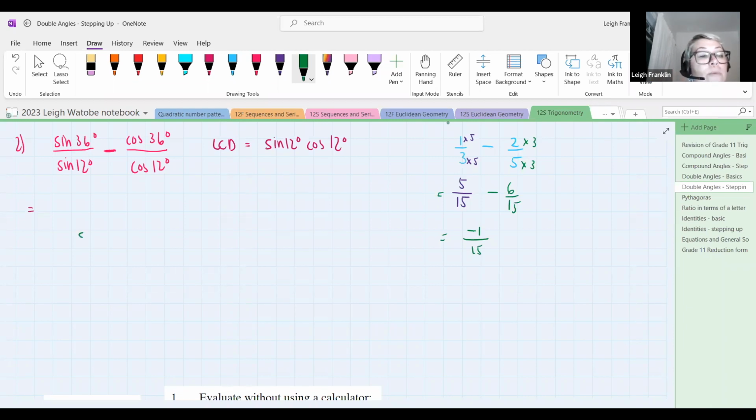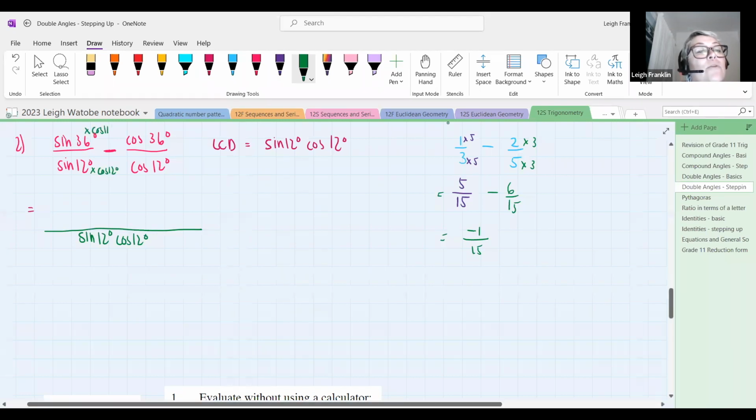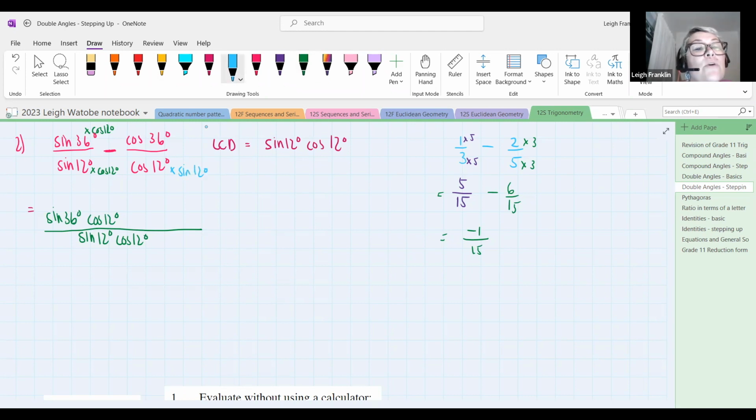So my lowest common denominator, as Tegofatso said, is sine 12 cos 12. So that means that I need to multiply this by cos 12. So I must multiply the top by cos 12 as well. So at the top here, I'm going to end up with sine 36 cos 12. And on this side over here, I've got to multiply that by sine 12. So here I'm going to end up with minus cos 36 sine 12, like so.